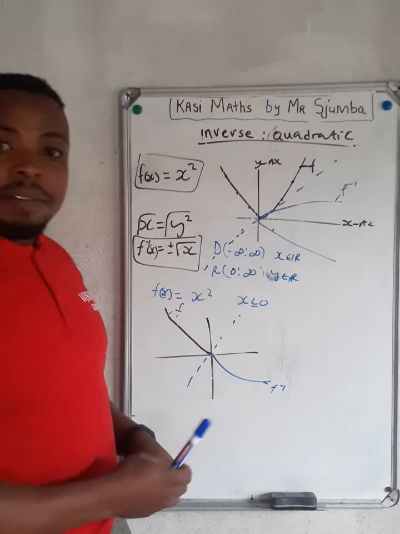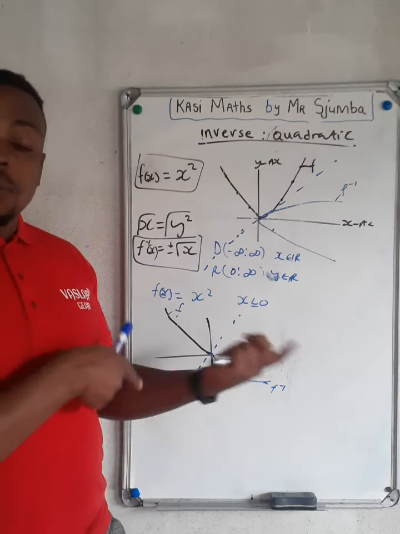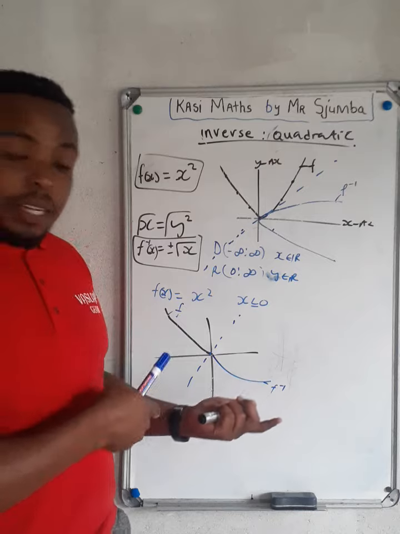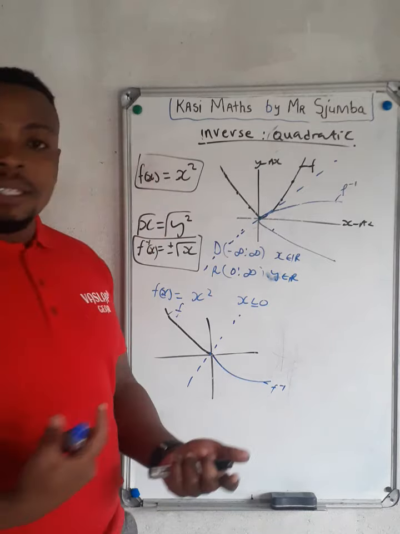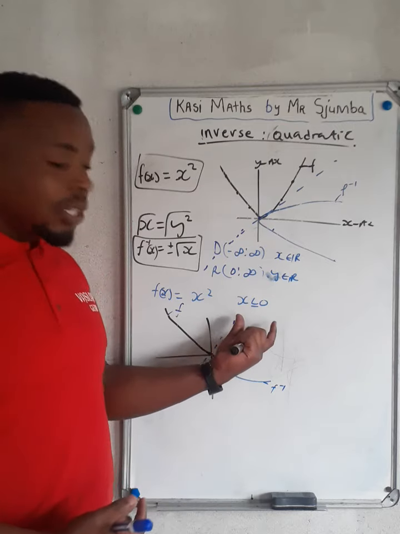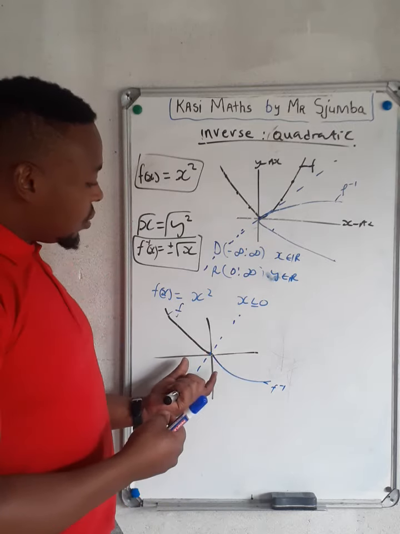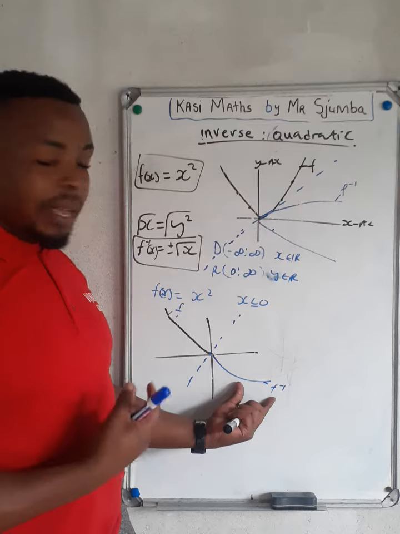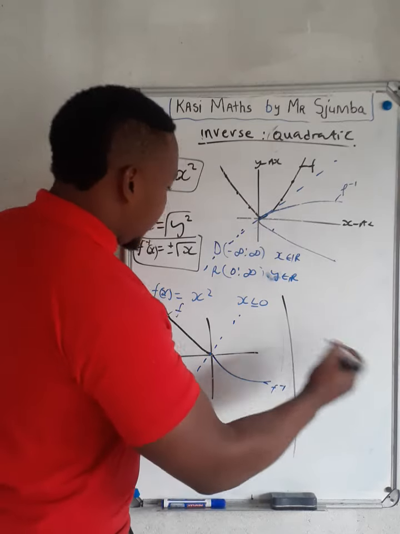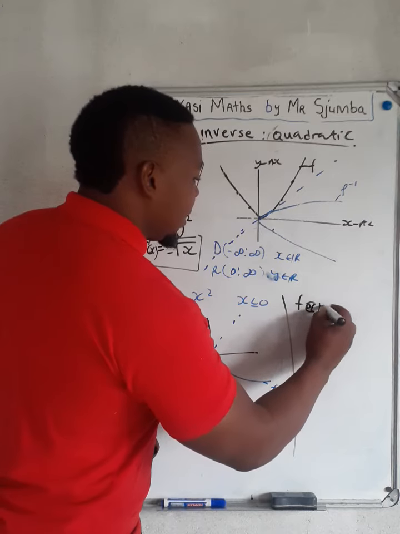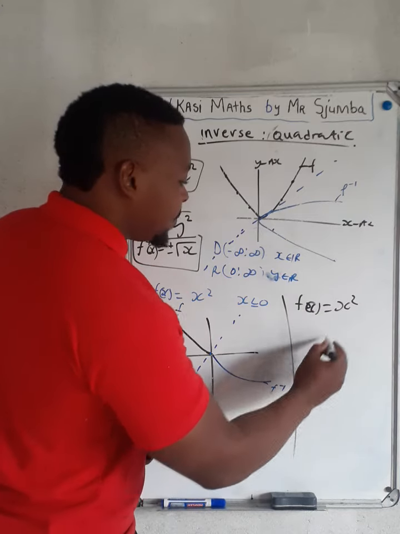Yabona ukuthi igraph ka f ithinta kayi-1, chaza ukuthi igraph ka f i function. Let's draw a vertical line ngapha, f inverse is a function. So by restricting the domain, we just made ukuthi igraph ka f inverse ibe a function. So we can also restrict the domain ngendlela f of x is equals to x squared.